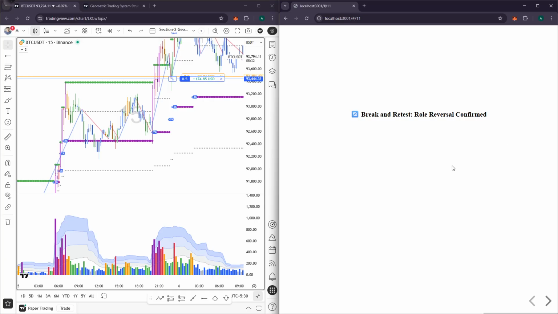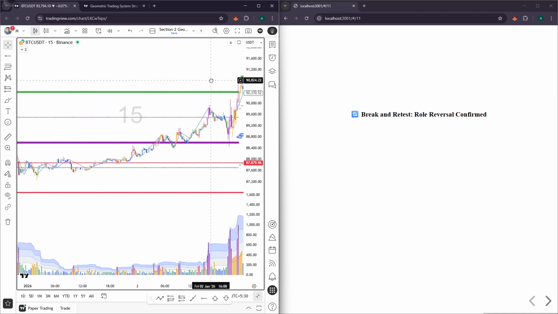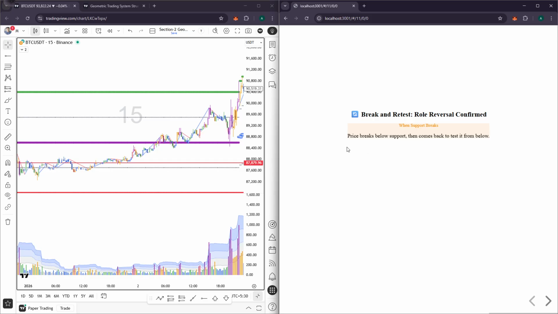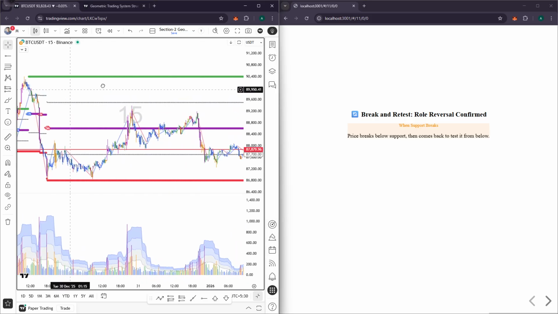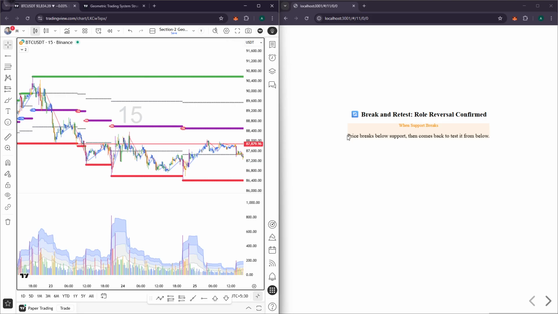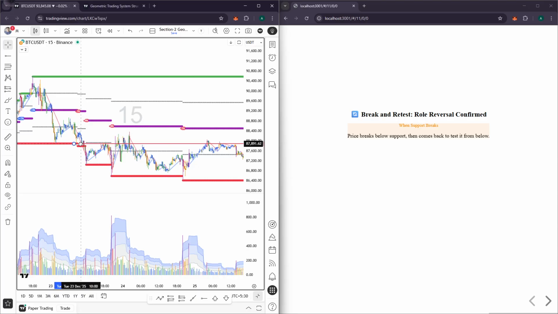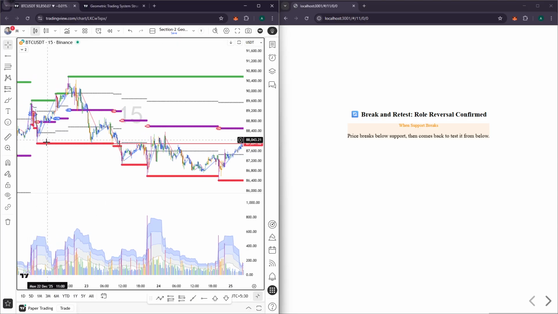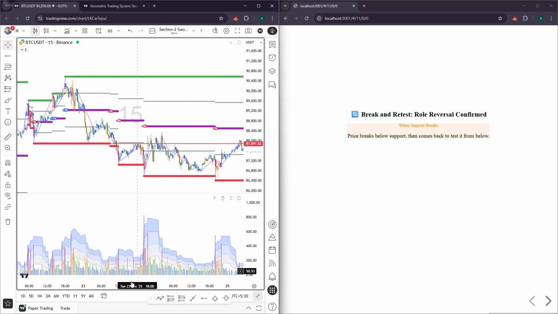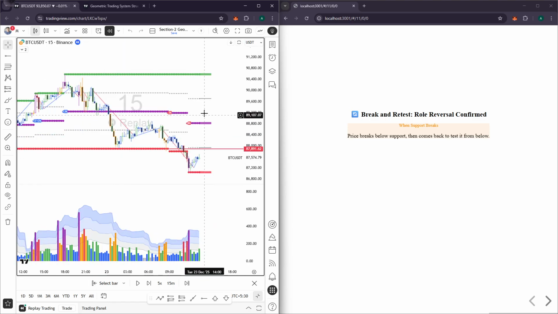Now, break and retest, that's the role reversal confirmation that we talked about. And see this one: break, retest, and boom. So when support breaks, price breaks below support, then comes back to test it from below. This was support. See, this was holding. So when the price comes down from there, it's better to actually run it and show it live.